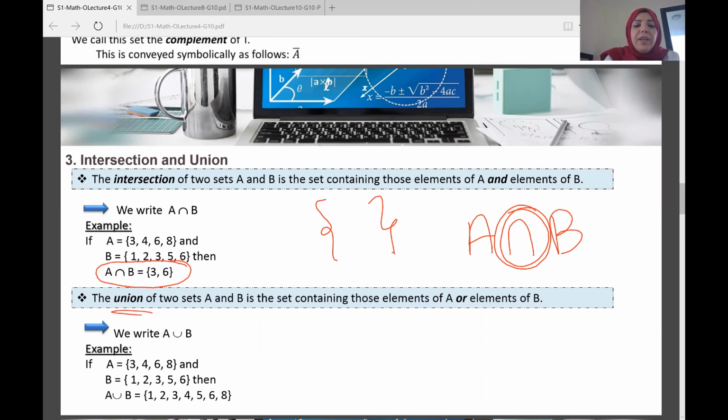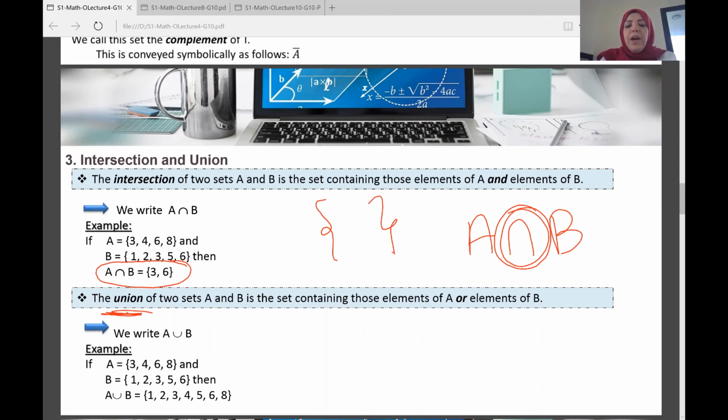While the union of the two sets is also a set that contains the elements that are found in A or found in B. I need them all. So if you look at set A, which is 3, 4, 6, 8, and set B, which is 1, 2, 3, 5, 6, I need all the elements, and if one is repeated, you just write it once. So the union of the two sets is 1, 2, 3, 4, 5, 6, and 8.